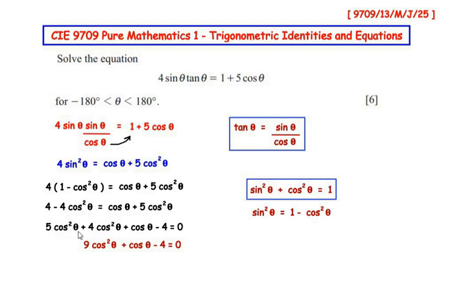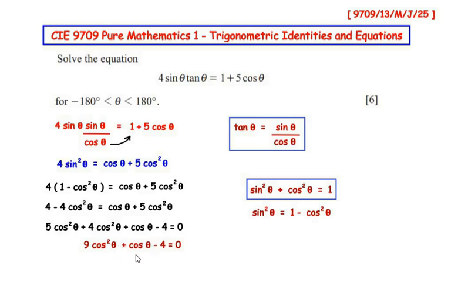Now 5 cos square theta and 4 cos square theta are like terms. So adding them together we get 9 cos square theta plus cos theta minus 4 equal to 0. Now this resembles a quadratic equation where the highest power of cos theta is 2. So let us factorize this equation.